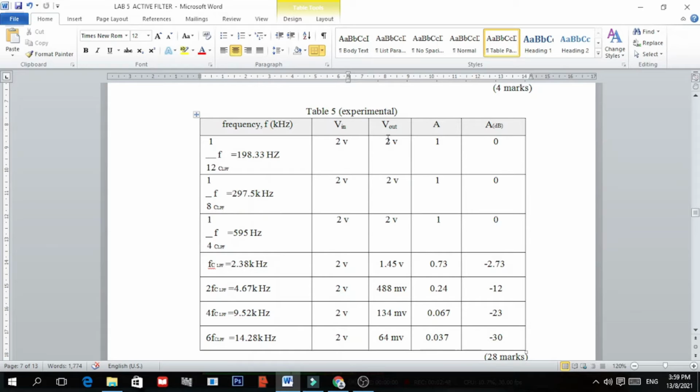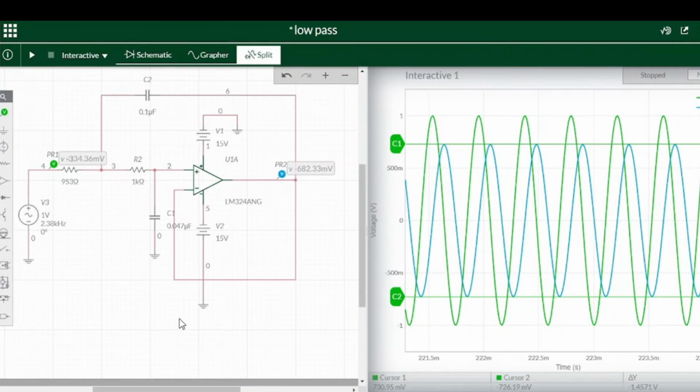To find out the Vout, we need to see the design that we did in Multisim. As you can see, this is the circuit design that I did in Multisim, and the value I've put is 2.38 kilohertz for the frequency. The blue color in the waveform shows the output. The value shown here is negative 1.4571 volts.